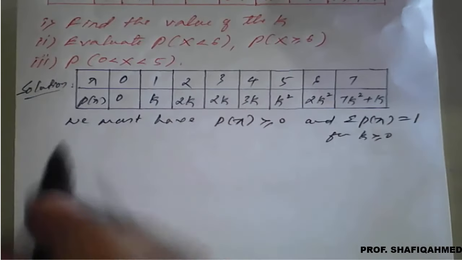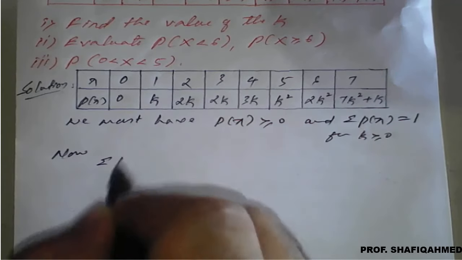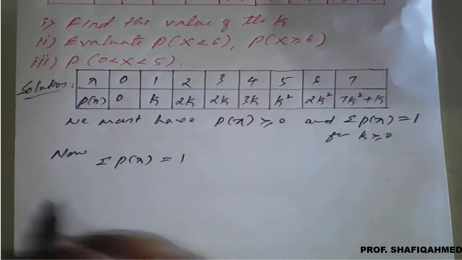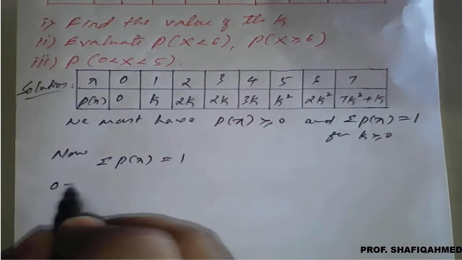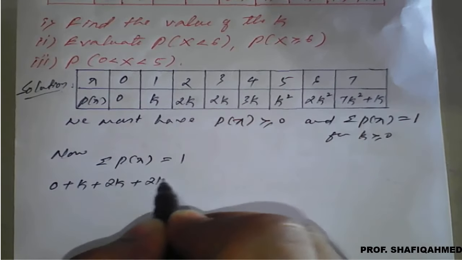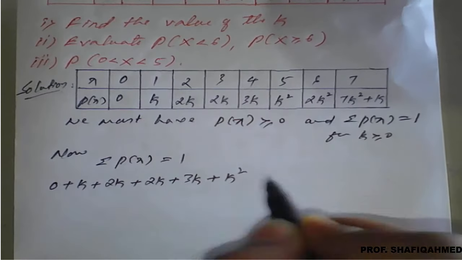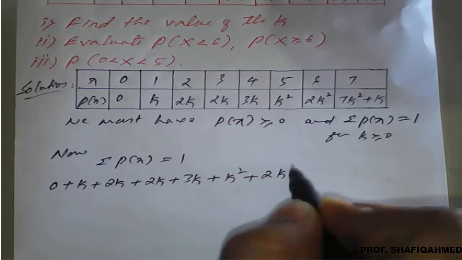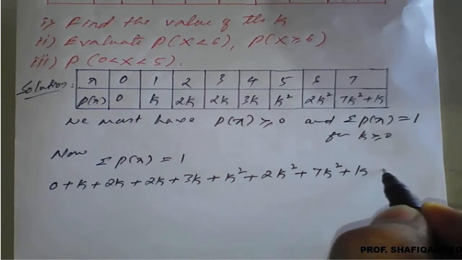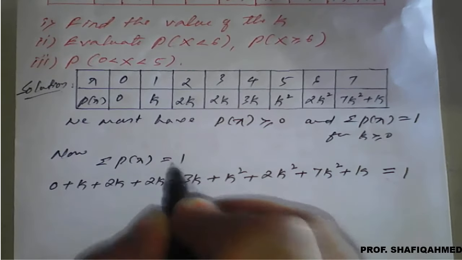Now, summation of p of x is equal to 1. I have taken the second condition. So the left hand side is 0 plus k plus 2k plus 2k plus 3k plus k square plus 2k square plus 7k square plus k, equal to 1. This is the summation of p of x equal to 1 that I have taken.